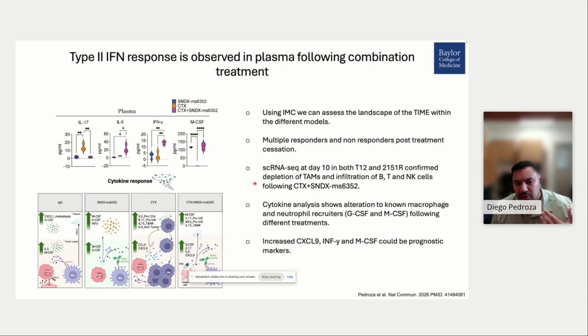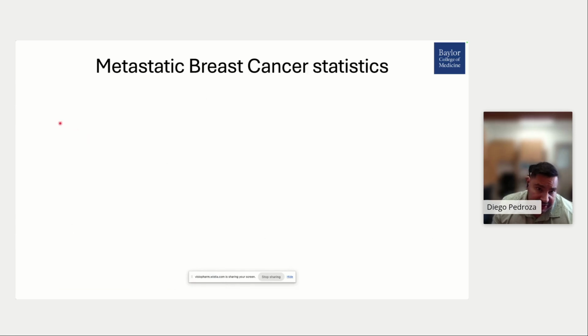first conclusion to our first aim here, which was using primary tumors. We did see increased CXCL9, which is now what the trend is in macrophage biology. We see increased interferon gamma and M-CSF, which we think could be prognostic markers. So we do think that the combination of our monoclonal antibody with chemotherapy did lead to a good prognosis in primary tumors. But we're interested in actually treating metastatic breast cancers.